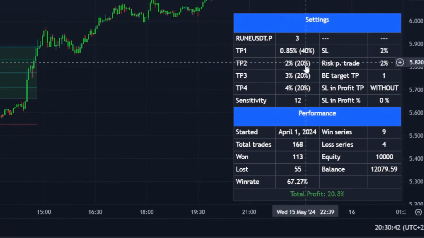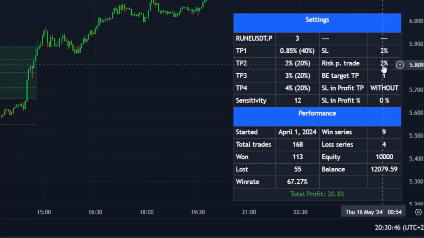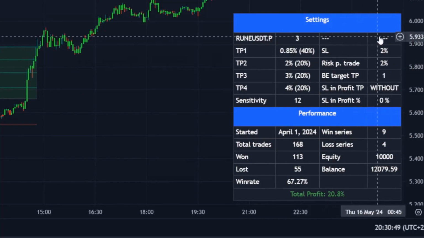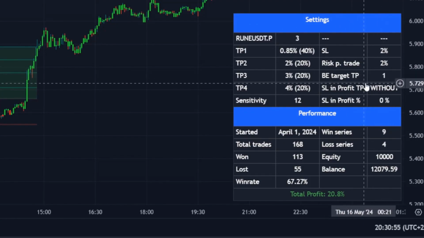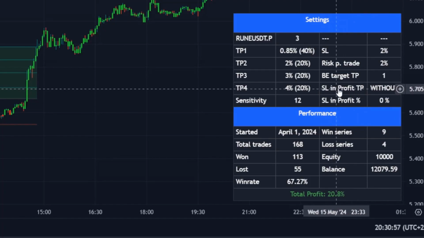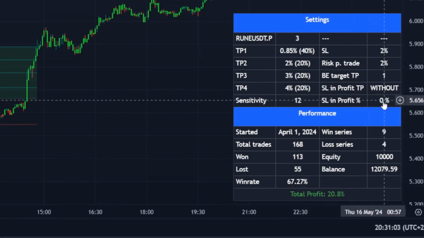Settings boxes: where are the take profit levels, what percentages are taken out, trading sensitivity, what do I risk per trade, where is my stop loss, and there will be a filter later that I will show you. What is my break-even target? When will my stop loss be set to break even? In this case, I have set take profit 1. When do I want to set my stop loss into profit? Can I also set take profit 1, 2, or 3? And at what percentage should it then go into profit?